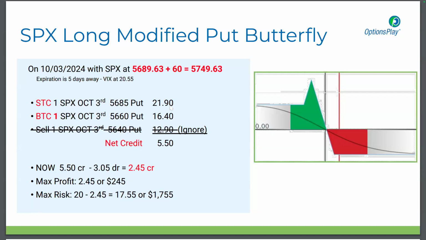We're going to sell to close the most expensive option contract, the one that's closest to the money, and then we're going to buy to close one of the 660 strike puts. Now, flip the script, right? We're now going to end up being short a put spread by doing this trade. And if we do this, we bring in a net credit of $550 to the account.